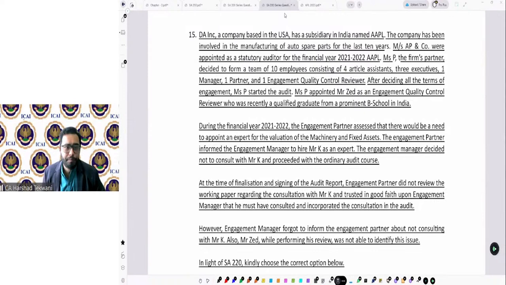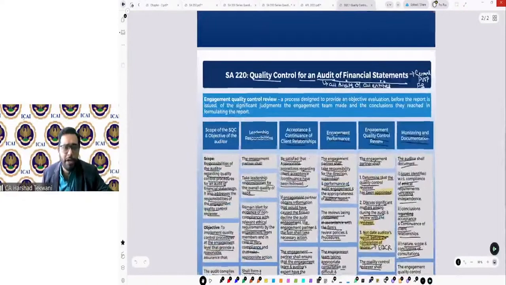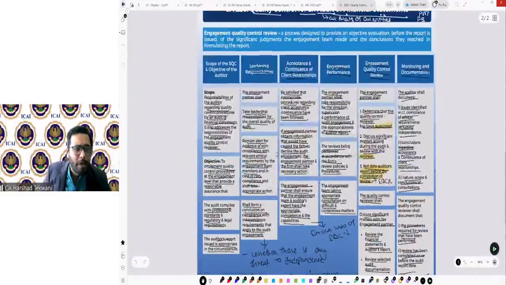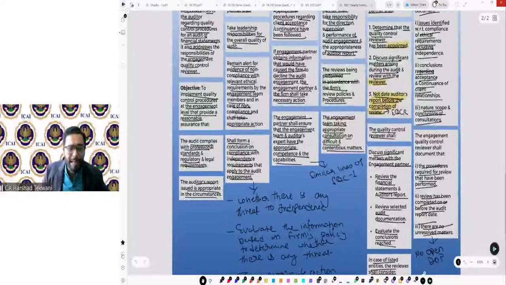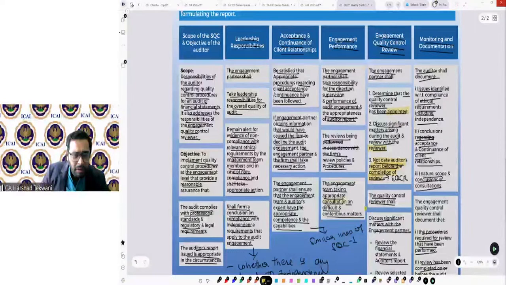Okay. Let me show you something that we discussed in previous lecture. Remember these notes that we discussed of SA 220, quality control for an audit of financial statement. In there, we had some about leadership responsibilities. The engagement partner shall take leadership responsibility for overall quality of audit. Remember something we discussed? Then also we discussed the engagement team taking appropriate consultation on the difficult and contentious matter. Now the engagement partner shall take the responsibility. Remember, engagement performance, we discussed this particular area. Consultation, engagement partner's responsibility. Are you getting? Remembering something from that particular lecture?